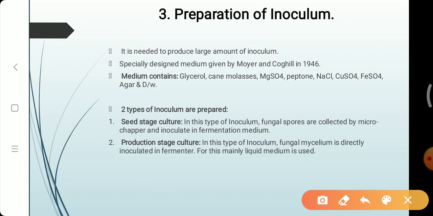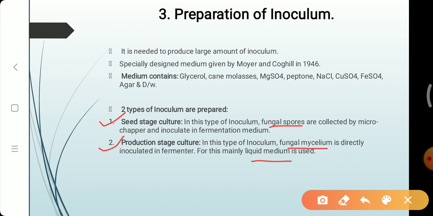There are two types of method for the inoculum: seed stage culture and production stage culture. In the seed stage culture, we use the fungal spore, and for that we use the solid media, whereas in the production stage culture we use fungal mycelium and we use the liquid media. Fungal mycelia is directly added into the fermenter and we mainly use the liquid media.